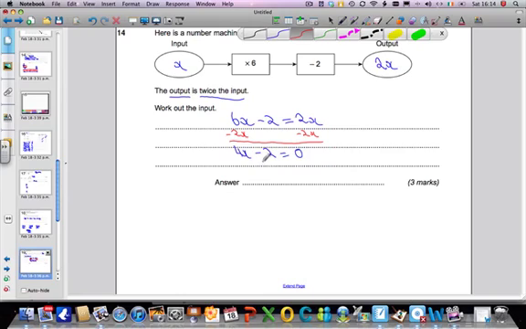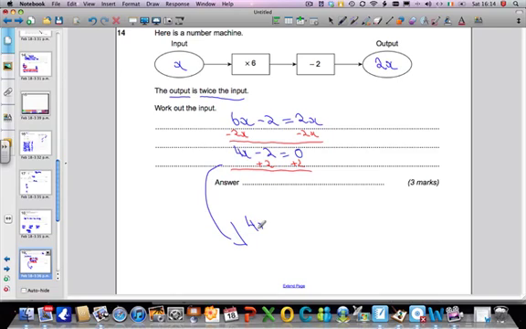Now I'm going to get that minus 2 and put it over the other side. So I'm adding 2 to both sides. So we get 4x equals 2. That means x must be equal to 2 divided by 4, which is a half. So x is a half, or 0.5, whatever you like. So what I've done here is I'm dividing by 4. 2 divided by 4 is a half.